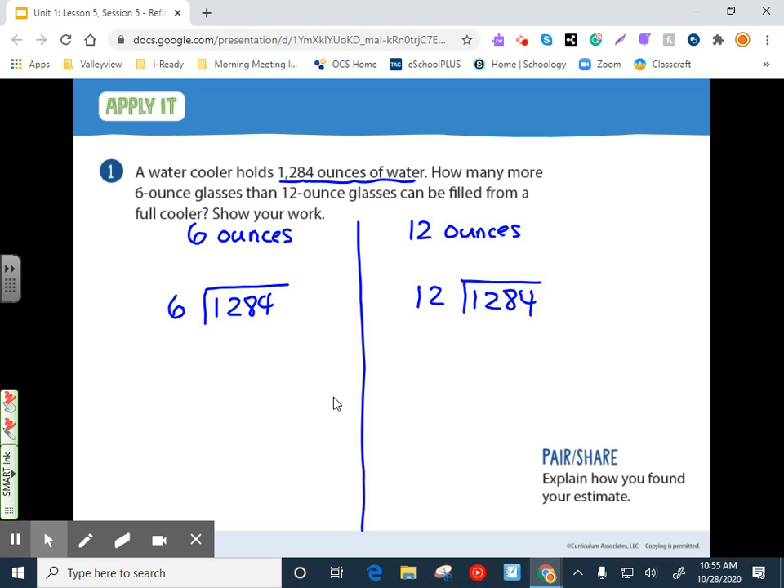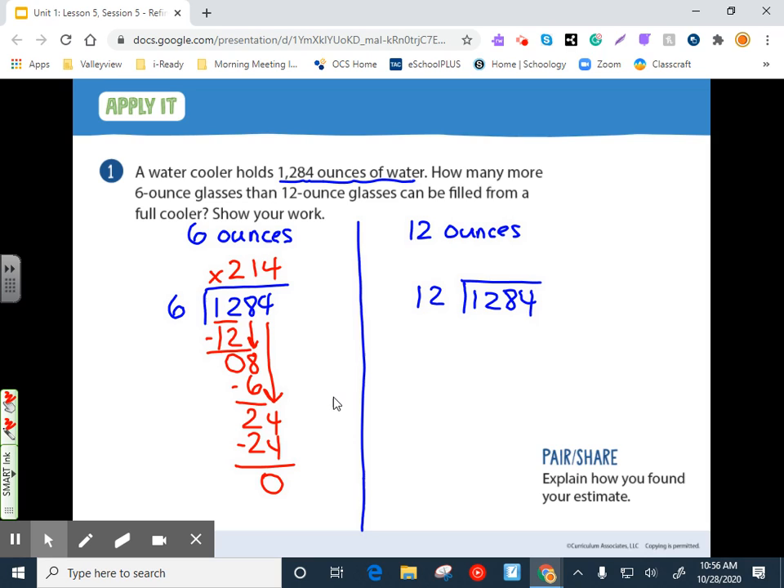Let's start with the one over here on the left. 6 doesn't go into 1, but 6 does go into 12 twice. Bring down your 8. 6 goes into 8 once. And bring down your 4. And 6 goes into 24 4 times. Okay, so you get 214 glasses if you use 6-ounce glasses.